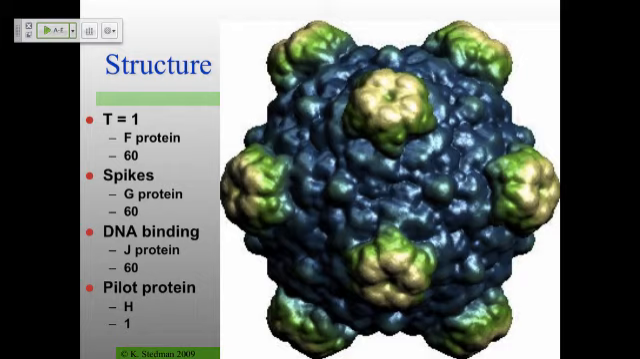However, this is not your standard regular icosahedra. You'll notice there are all these bumps on the outside. Turns out these bumps are actually a separate protein. These are the G protein, which is the so-called spike protein, and all of these come together, but there are 5 of them, again, at the 5-fold axis of symmetry. Icosahedral, you've got 12, so you've got 60 of those as well. And then you also have a DNA binding protein, which is on the inside. And it turns out that there are 60 copies of that as well. And it binds specifically, basically, underneath the 5-fold axis of symmetry. The last structural protein that you find is the pilot protein. And it seems that the pilot protein, its job is to bind to the RNA.